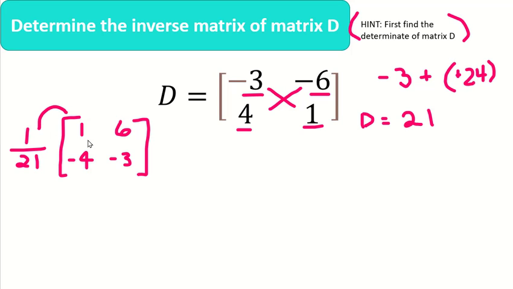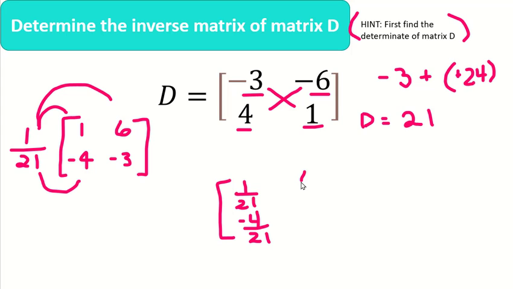Now we're going to multiply through to get the inverse. So 1 times anything is that thing, and that thing that we're multiplying is the fraction 1 over 21. -4 times 1 over 21 is -4 over 21. 6 times 1 over 21 is 6 over 21. And then -3 times 1 over 21 is -3 over 21. I think I'm leaving some things out when I'm talking. All right, so that's the inverse.